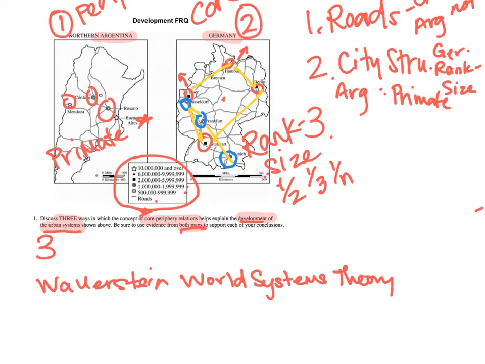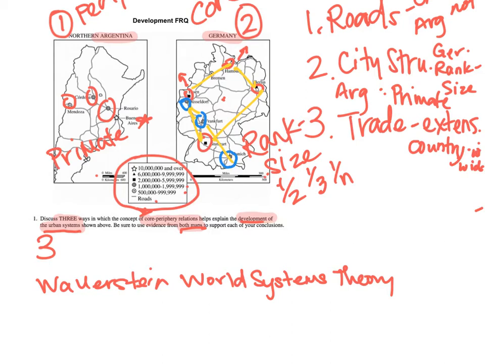So all of this suggests that the location of cities in Germany are positioned really strategically for trade. And specifically in Germany, the trade is extensive. It is countrywide. I'm running out of room. Countrywide.